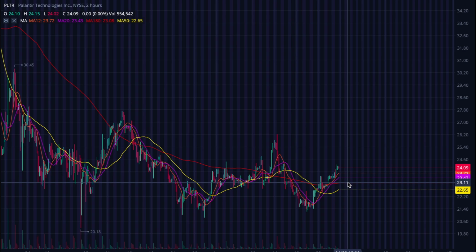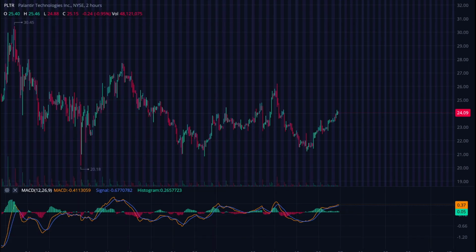So what we're going to want to see here is this 50 cross over the 180, and then everything will be nice and in alignment. You'll have orange, then purple, then yellow, then red. That's the lineup top to bottom that we want to see to have a full-fledged bullish lineup for the MAs. So a little bit of work to do there, but that could definitely happen tomorrow if we have a good push.